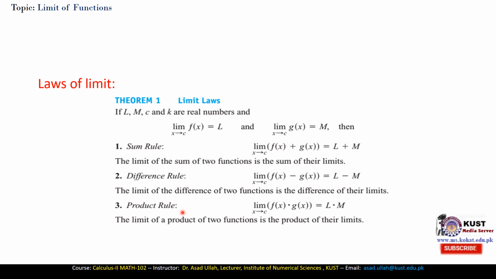Now in the product rule, these two functions are in multiplication. What we will do in this case is find the limits of these two functions separately. That is, the limit as x tends to c of f of x multiplied by the limit as x tends to c of the function g of x, which is equal to L multiplied by m.